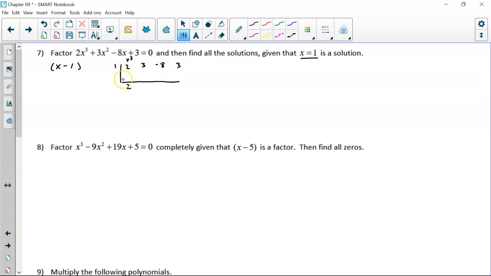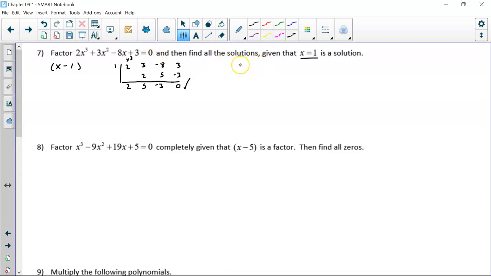Bring down the 2. 1 times 2 is 2. So when we add, we get a 5. 1 times 5 is 5. So when we add, we get a negative 3. 1 times negative 3 is negative 3. So our remainder is 0. From that remainder theorem, that factor theorem, x minus 1 was a factor. x equals 1 is a solution.